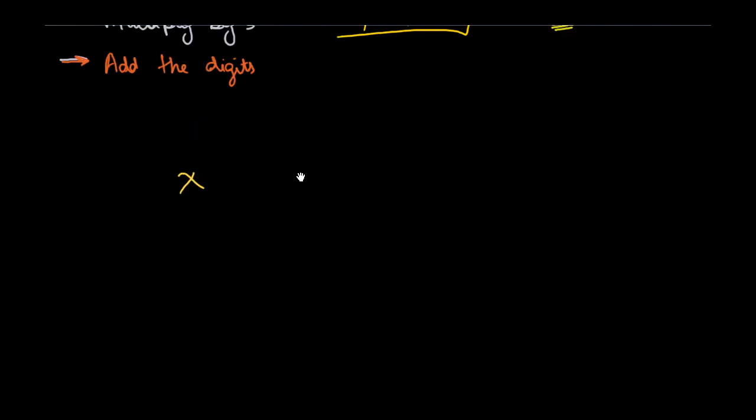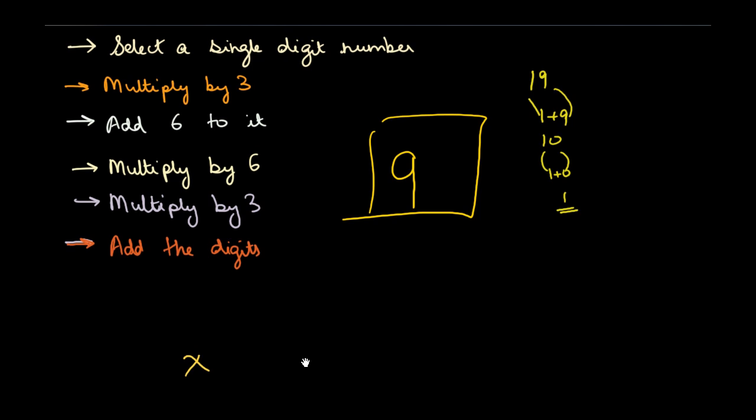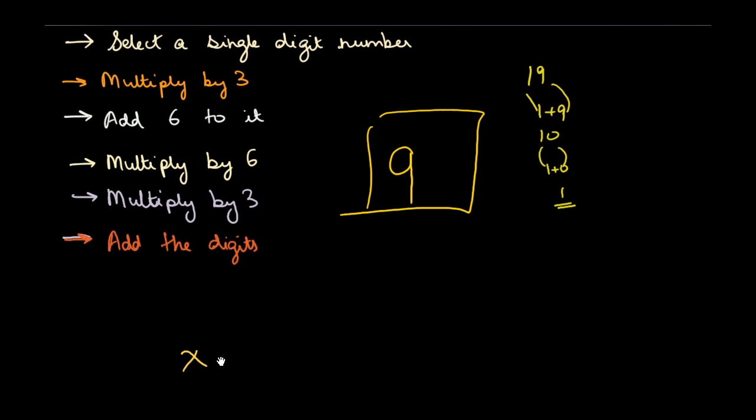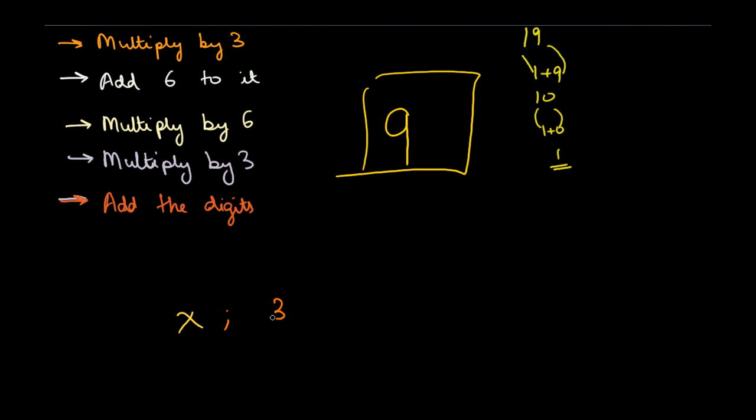Let me find some space for myself. I ask you to select any single digit number. Let that number be called x. We are doing the algebra behind it. Then what I told you is to multiply by 3, so the number will become 3x. The next step is to add 6 to it, so the number will become 3x plus 6.